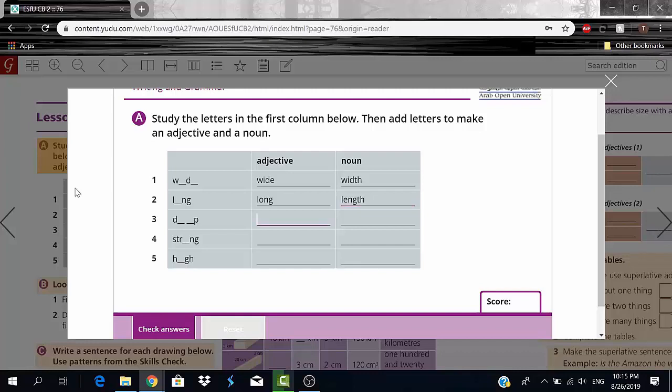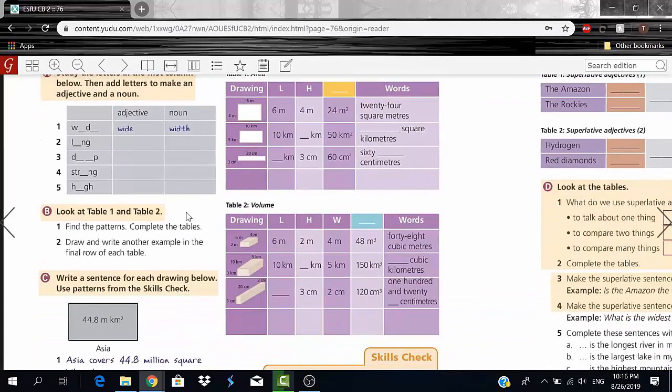Okay, so long, length. Then we have deep. Okay, double E, and its noun becomes depth. Okay, so long, length, deep, depth. And then we have strong, and its noun becomes strength. Okay, so strong, strength. And finally, we have high, and noun of that becomes height. Okay, so wide, width, long, length, deep, depth, strong, strength, high, and height. Okay, adjectives and nouns.